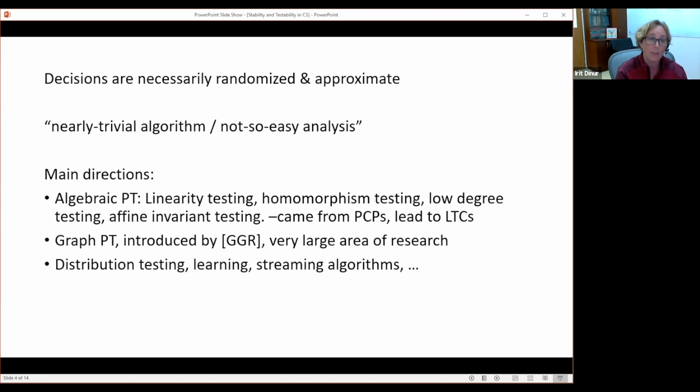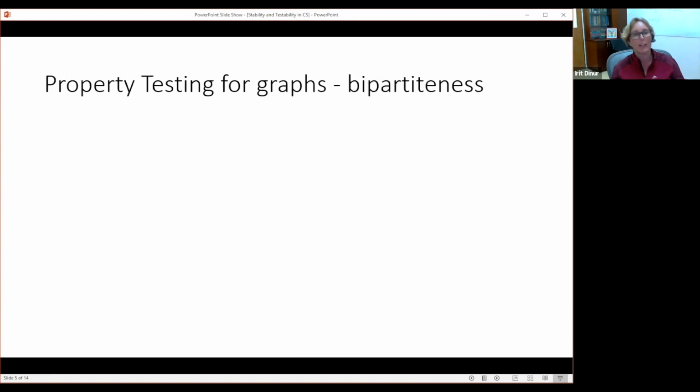This is also related to other very important areas, such as learning. You have a lot of data and you want to learn some structure. It's related, but it's not the same. There are streaming algorithms where you only look at the input one time, you have to remember what you can, and you have a bounded amount of memory. So there are many different models in which the input is much bigger than the resources of the algorithm. I won't focus on any of those things.